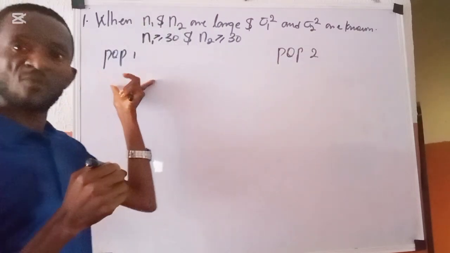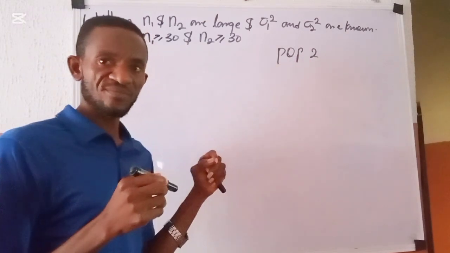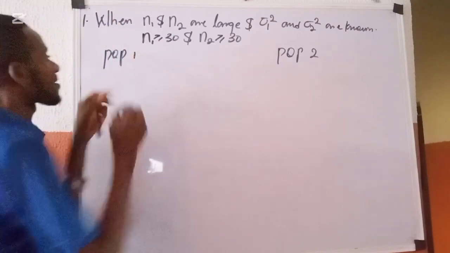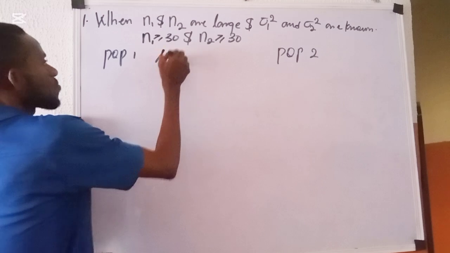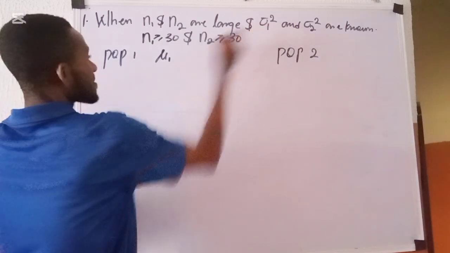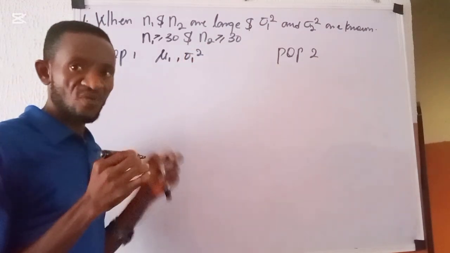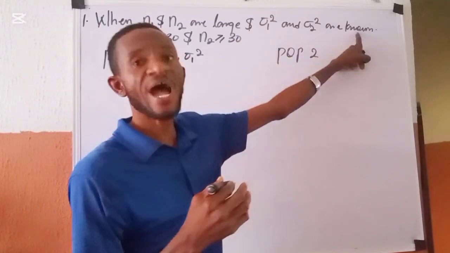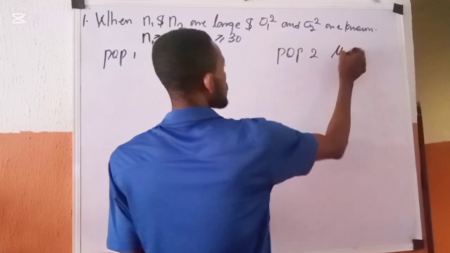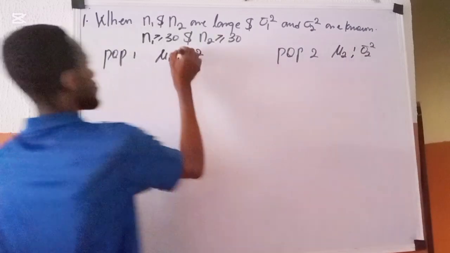We are going to take a sample from population 1 and a sample from population 2. Bear in mind that population 1 has mean mu 1, and the variance is given as sigma 1 squared, and we are told in this condition that it is known. Equally, population 2 has mean mu 2 and variance sigma 2 squared. So this is what we have.